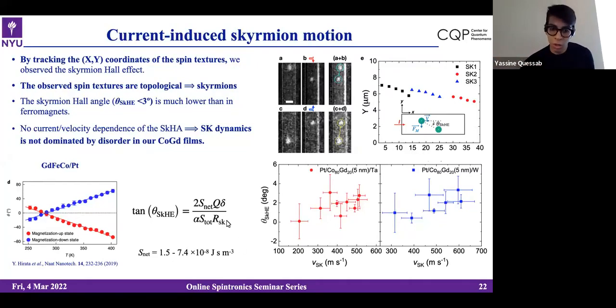One could argue that the reason we observed a low skyrmion angle is because the diameter of the skyrmions that we have is very large. But if one were to scale the value based on the magnetic properties that we measured in our cobalt gallium thin films for a 200 nanometer skyrmion, we would still find a skyrmion angle that is much, much lower than in ferromagnets. And again, for a velocity that we measure that is 5 times or 6 times larger.